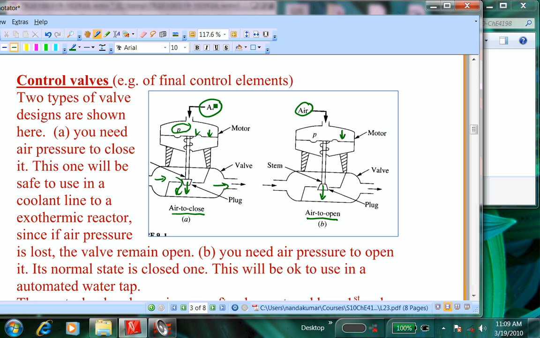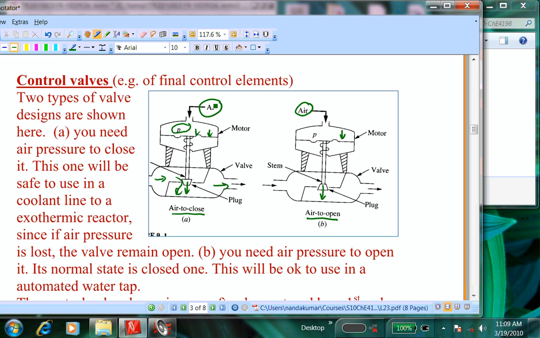Air to close, because if it fails, you still want the coolant to be flowing. So if it fails, you want the valve to remain open so that it will still supply, so that the reactor doesn't blow up. It creates energy, and you need to remove that energy. Where would you use air to open?